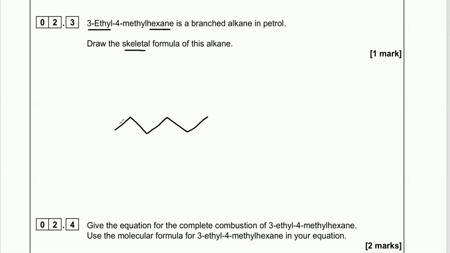Now I'm going to identify the first side chain. So it's 3-ethyl. So I want to count 3 carbons along. So that's going to come off here. Now I can draw it going this way, I could draw it going that way, but I'm going to stick with the first option. So like that, that's an ethyl group because it then has 2 carbons coming off the side. And then on the 4th carbon, we just want one side chain, which is the methyl. So just one straight line. And that is the skeletal formula for 3-ethyl-4-methylhexane.